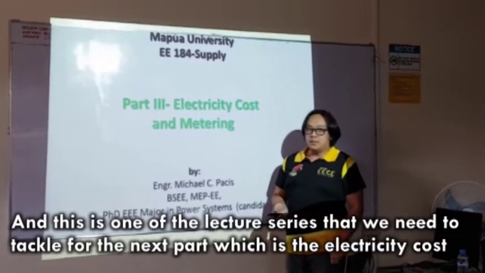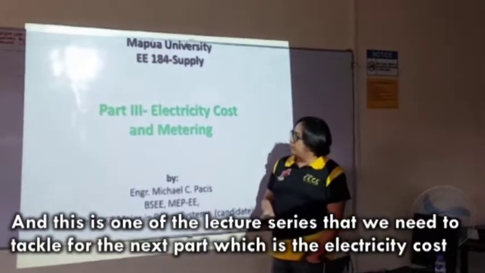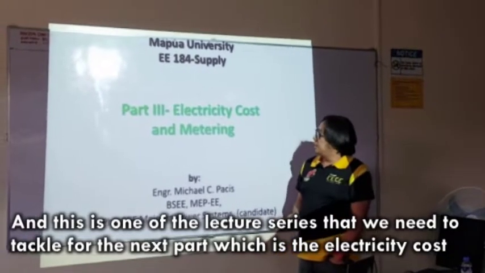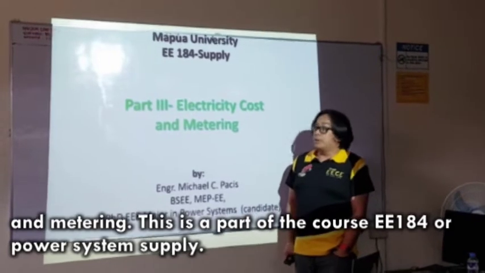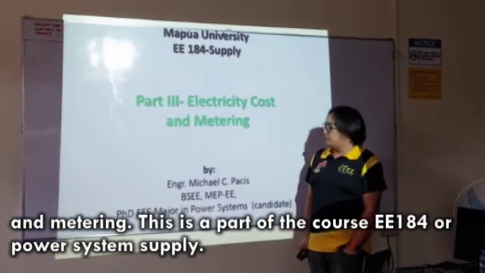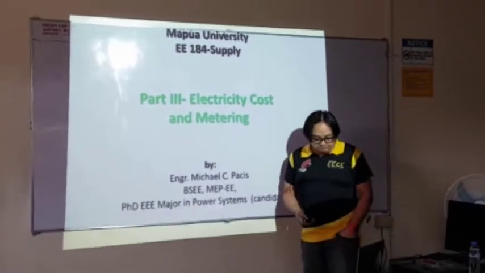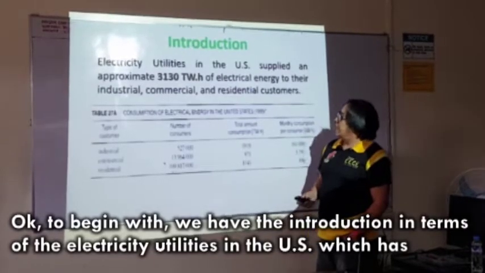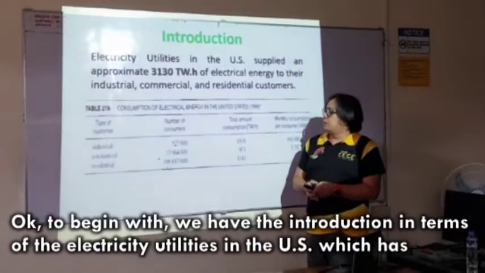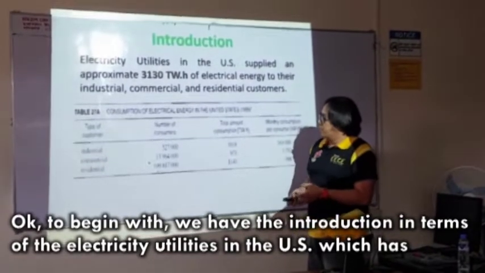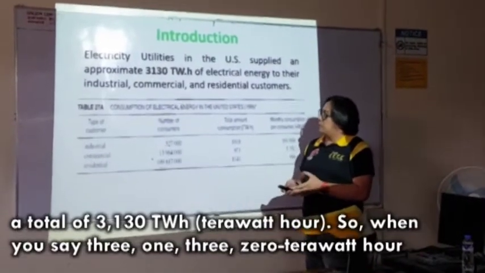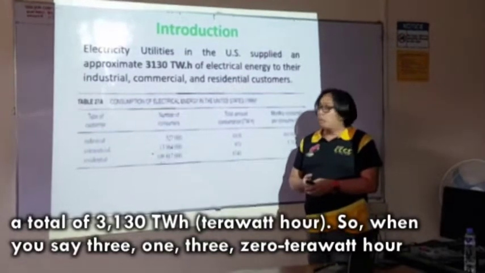This is one of the lecture series that we need to tackle for the next part, which is the electricity cost and delivery. This is a part of the course EE184 or Power System Supply. Okay, to begin with, we have the introduction in terms of the electricity utilities in the US, which has a total of 3,130 terawatt hour.